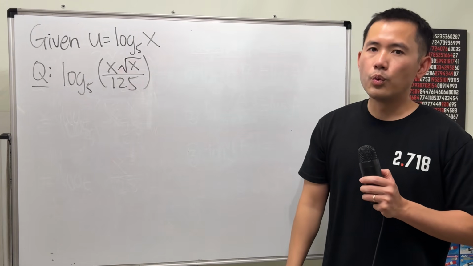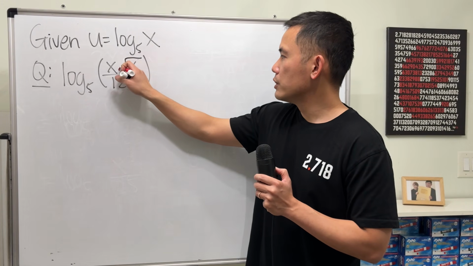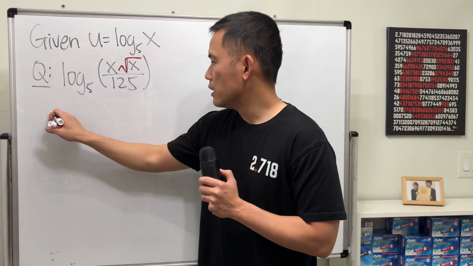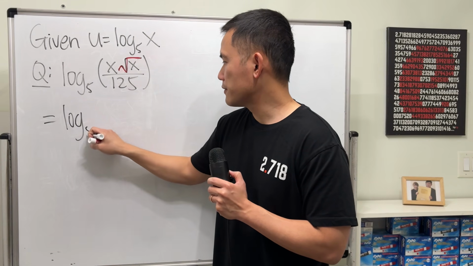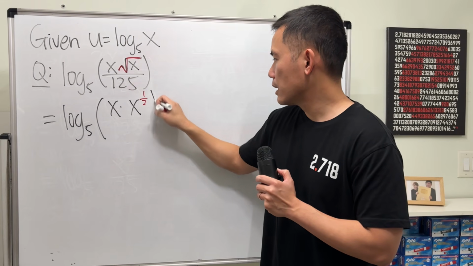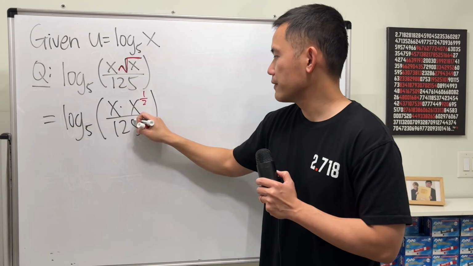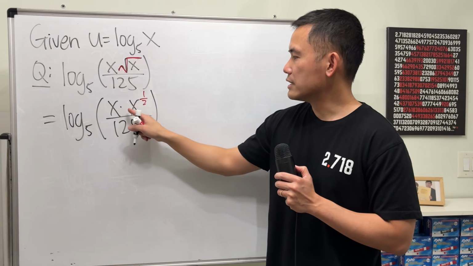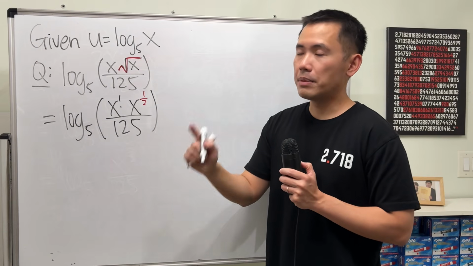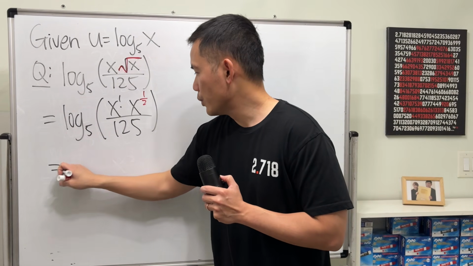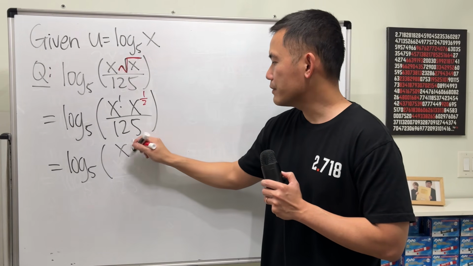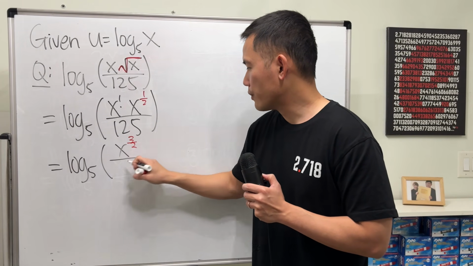So first thing first, when we are working with logs, change the square root to the power form, which is the 1/2 power. So this right here is the same as log base 5 of x times x to the 1/2 power, and then here we have the 125. Then we see that we have the same base here, so we can just add the exponents. And this right here is technically the first power. So right here, we will get log base 5 of x, 1 plus 1/2, we get 3/2, and then over 125.